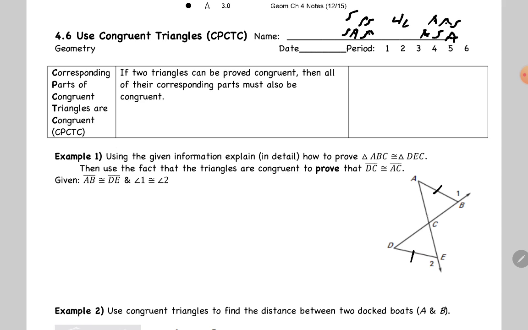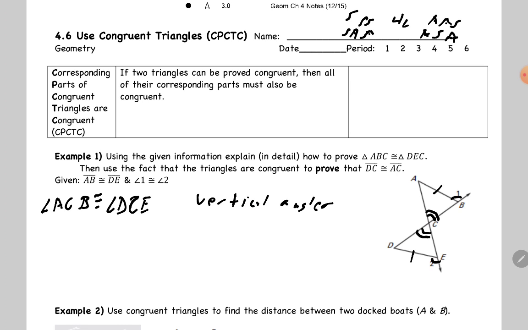Let's look at these two central angles here. These angles are across the intersection, so those are vertical angles, and what's special about them is that they're congruent. So angle ACB is congruent to angle DCE, vertical angles.